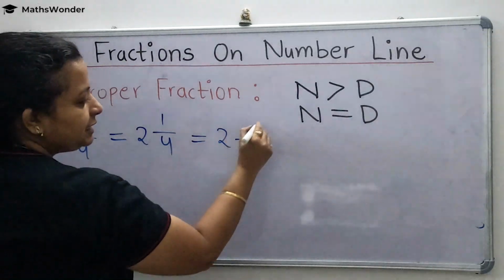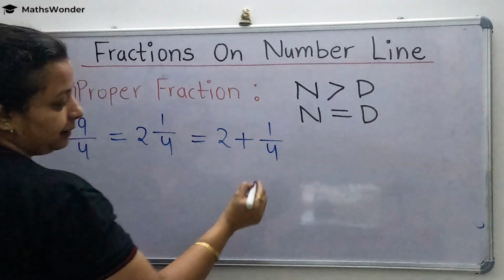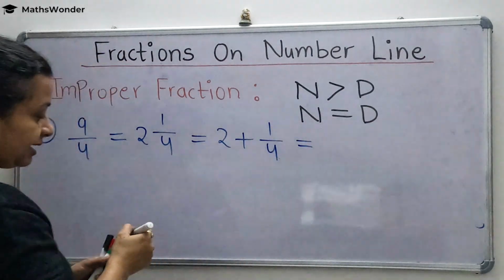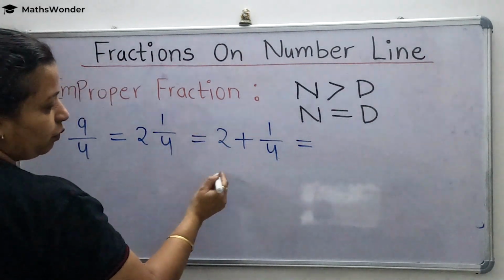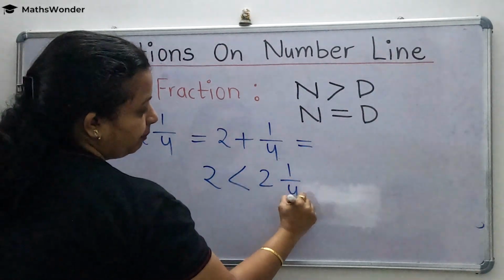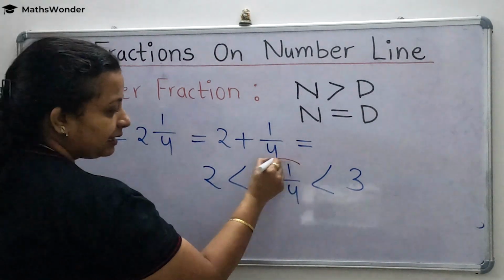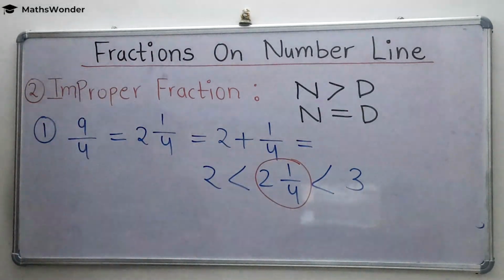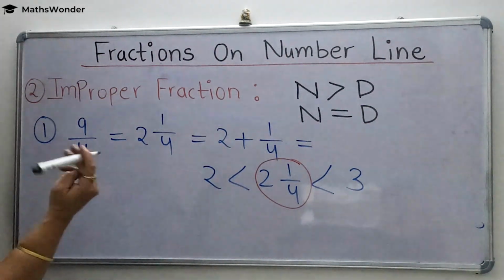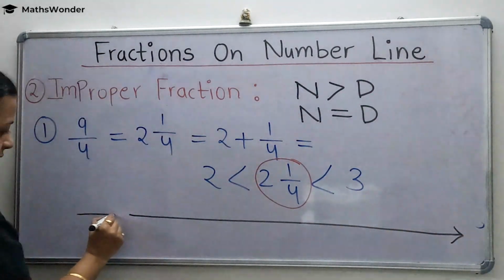2 1/4 means 2 plus 1/4. 2 plus something means this is the range: this number 2 1/4 is greater than 2 but less than 3. Yes or no? 2 1/4 is greater than 2 but less than 3. Yes or no? Yes. Now how will you represent it here? Now see it on the number line.